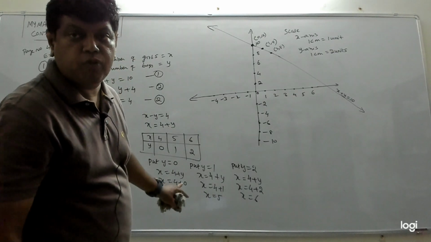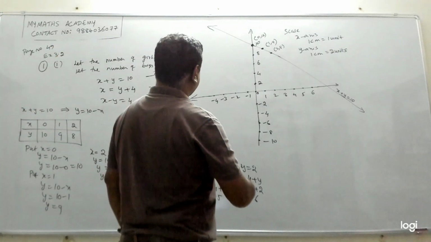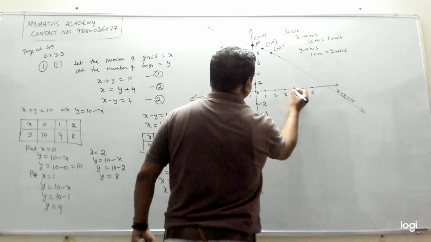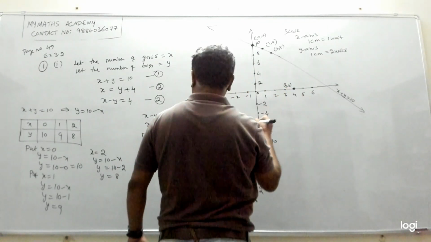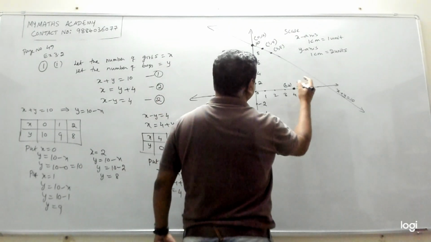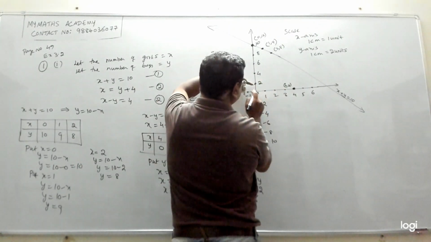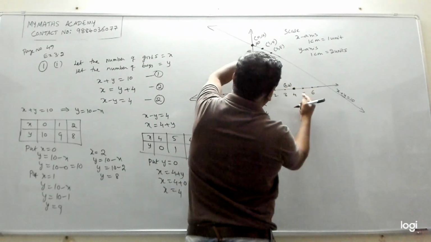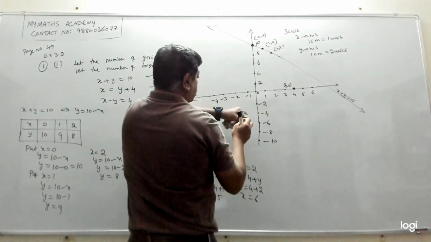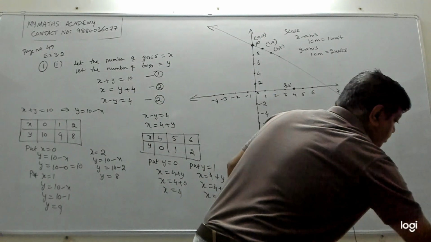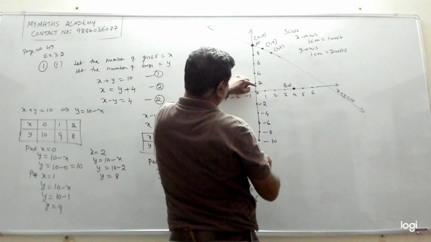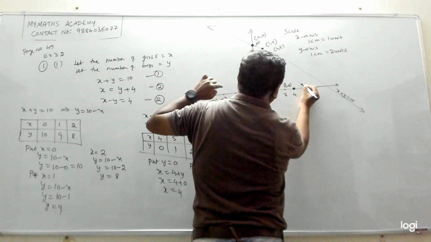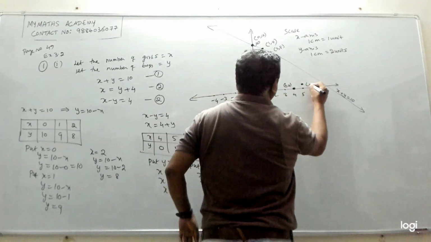Fine. So what is that? 4 comma 0. 4 comma 0 comes where? 4 is here, 0 is here. So this is 4 comma 0. Then 5 comma 1. 5 is here, 1 is here. 1 will come somewhere between 0 and 2. So this is 1 on the y axis, this is 5. Right? 1 is between 0 and 2, 1 is here. So 1 is here, this is y axis, x axis. So this is your 5 comma 1.